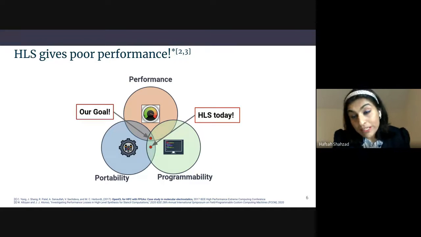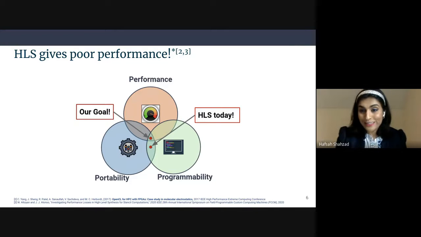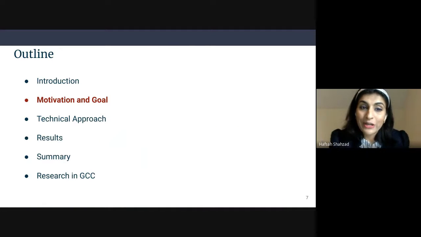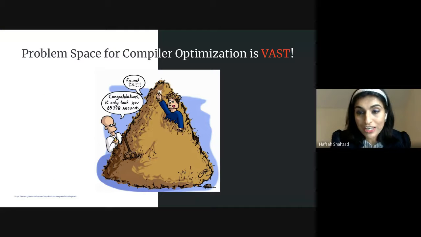Now, while people have been looking at HLS for generations now, this challenge still exists. And one of the reasons is that HLS gives very poor performance. So code which has been written in a hardware description language has orders of magnitude better performance than code which is written in C or C++ and then translated onto a specialized backend. And this is where our problem lies, and this is the performance gap that we are trying to bridge through this research work. Next slide, please. Okay. Now the motivation and goal.